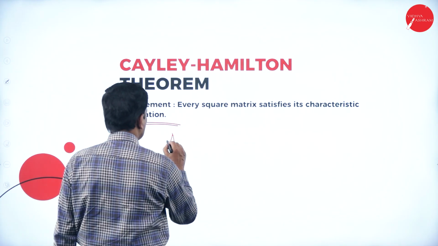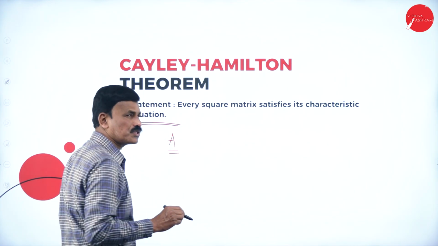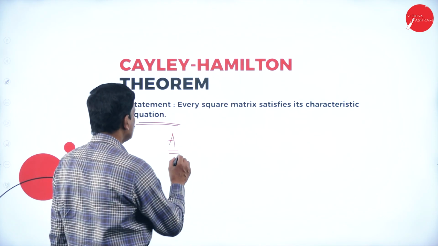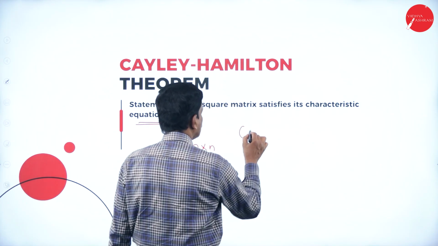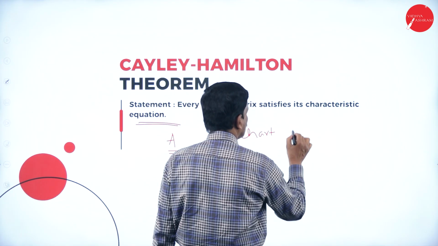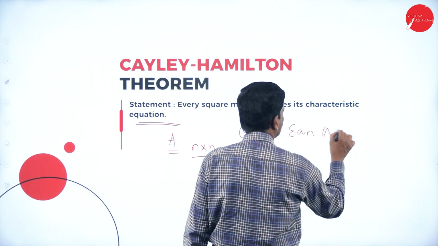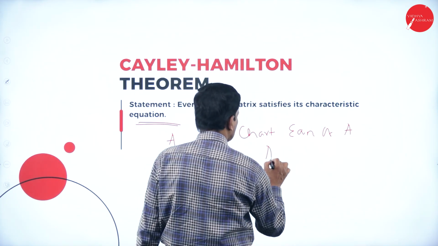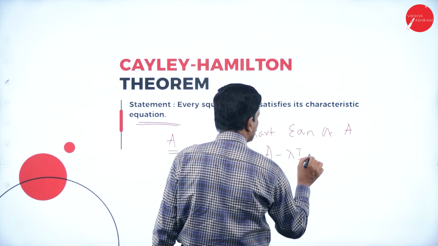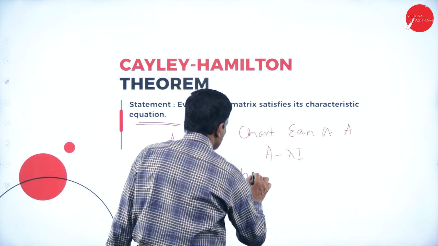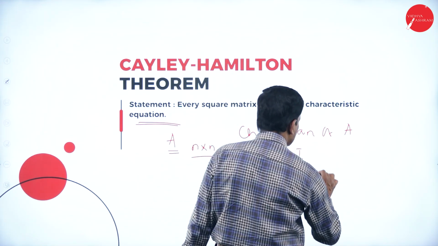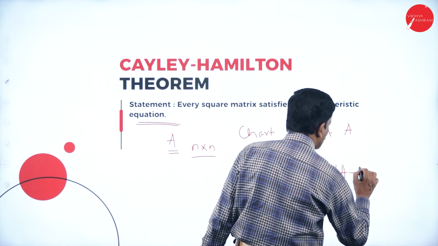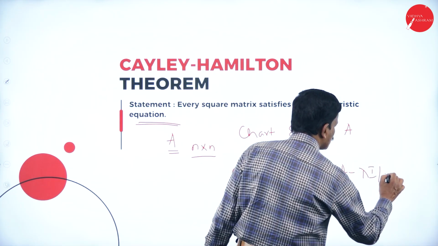Suppose A is a square matrix of any order, 2 rows 2 columns or 3 rows 3 columns. If A is a square matrix of order n into n, then the characteristics equation of the matrix A is nothing but determinant of A minus lambda I is equal to 0.